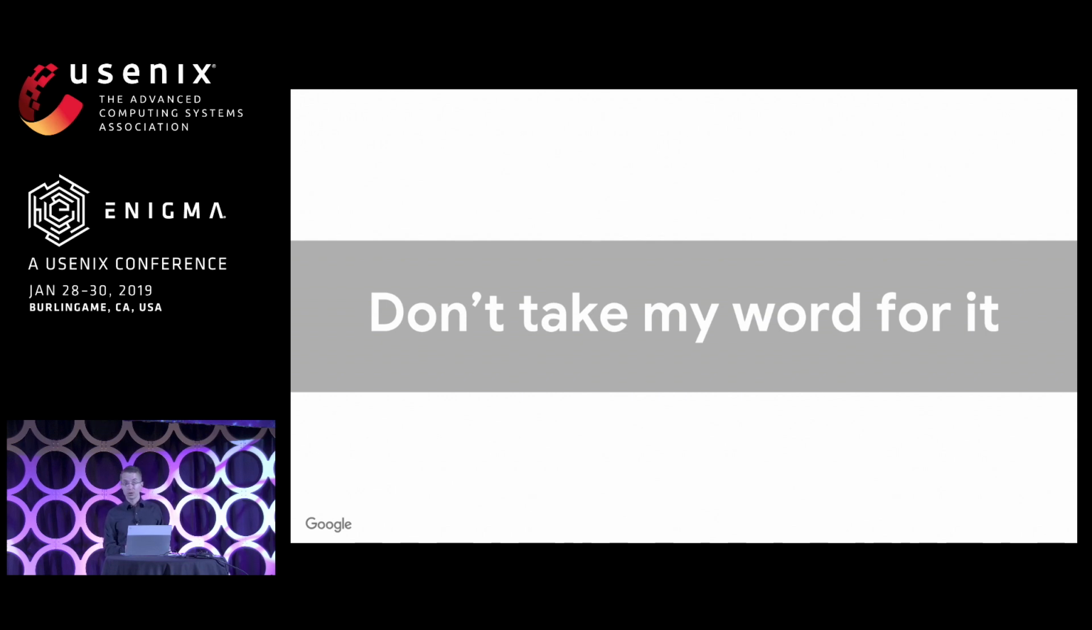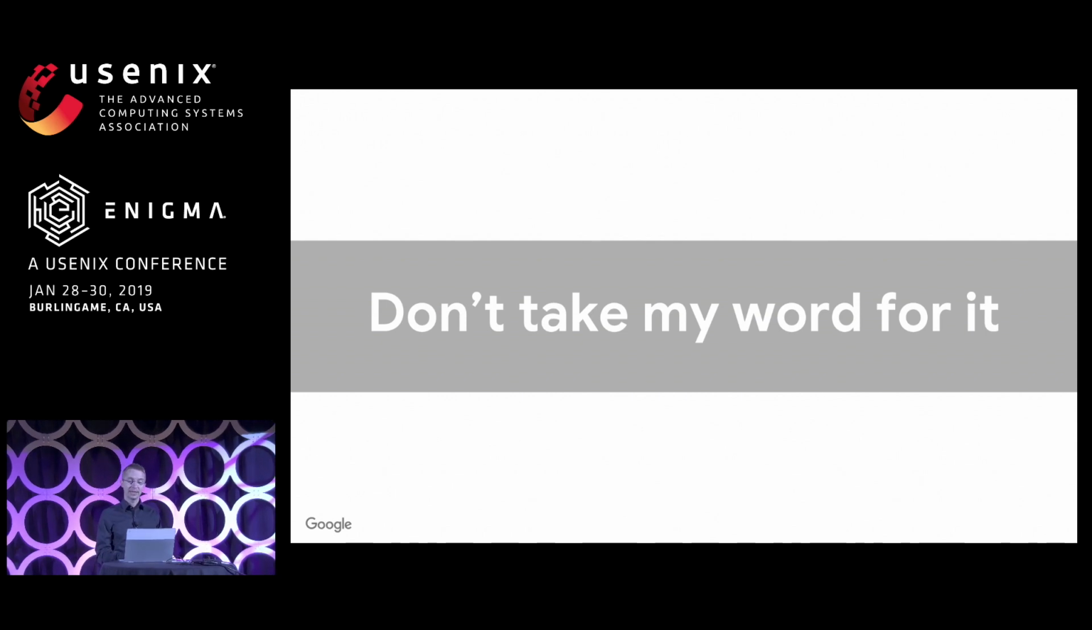So let's work together on this one. Let's take ourselves out of the trust equation and make it impossible for all of us insiders here to actually become attackers.